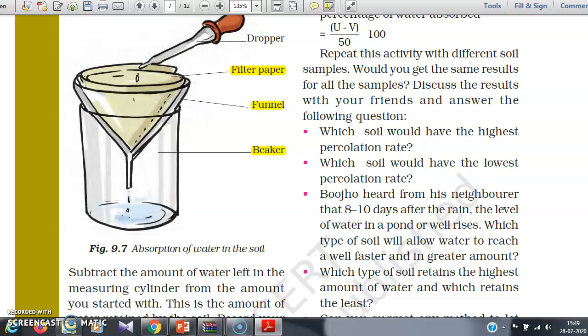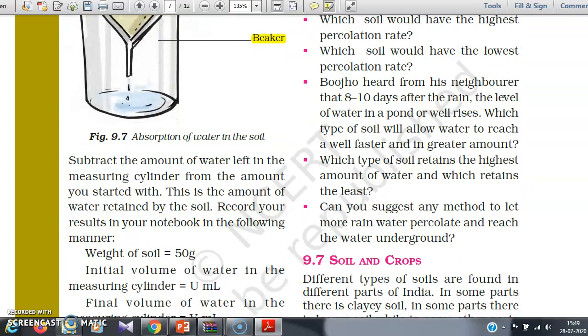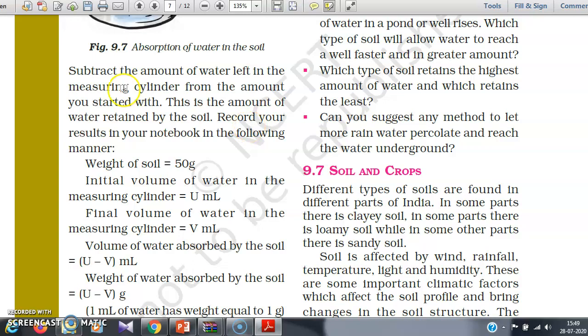So which soil has maximum water retention capacity? In that beaker we will get less amount of water. Now, how to calculate? We have taken 50 grams of soil. Subtract the amount of water left in the measuring cylinder from the amount of water you started with. This is the amount of water retained by soil. Record your result in your notebook in the following manner.